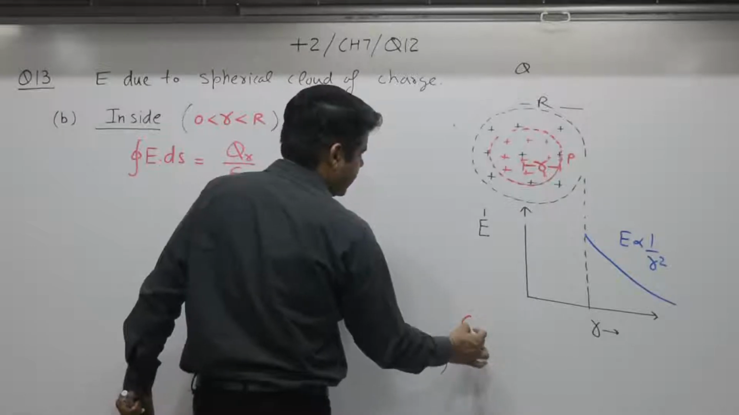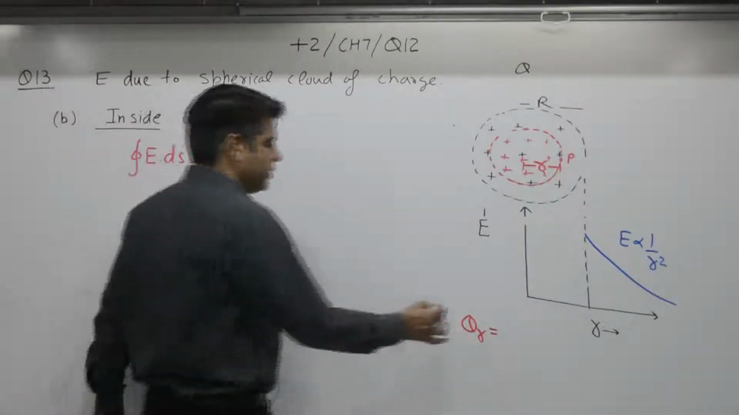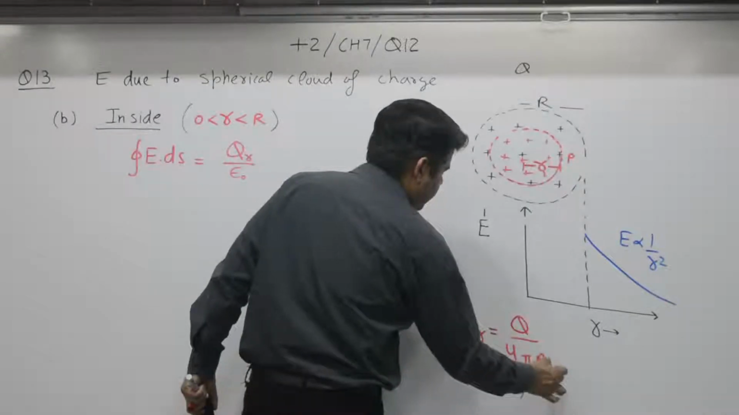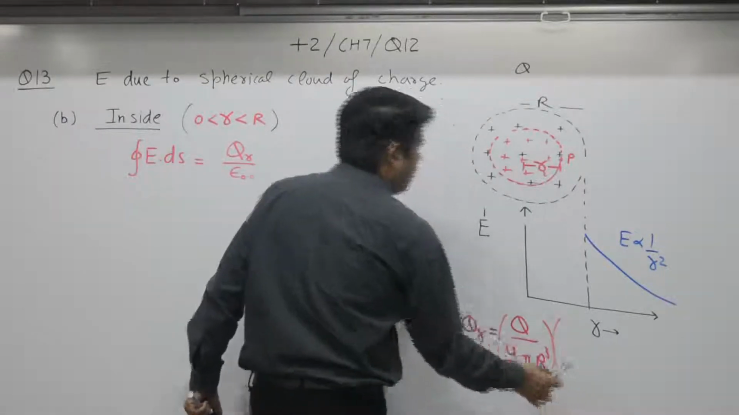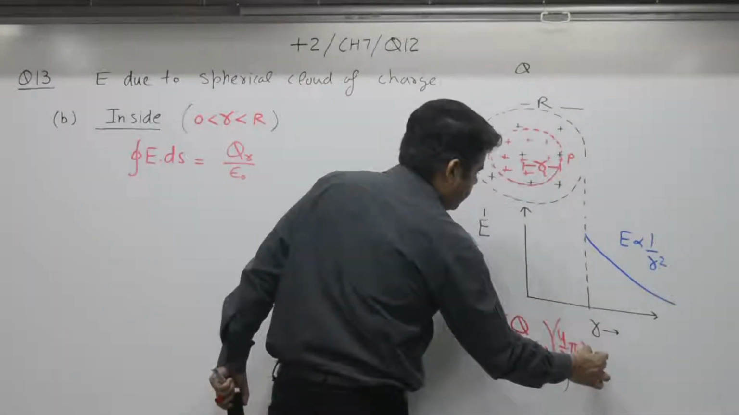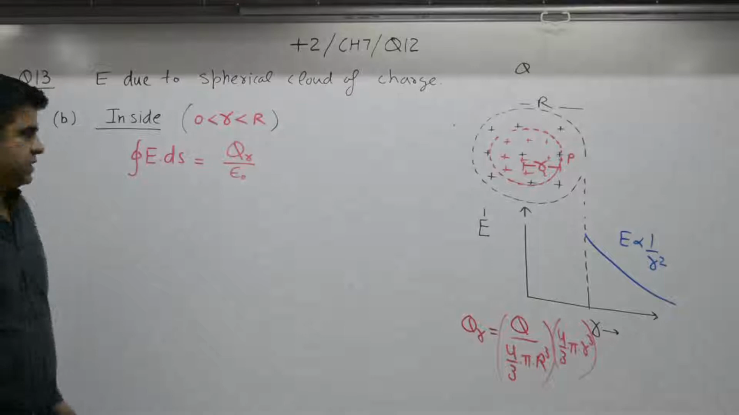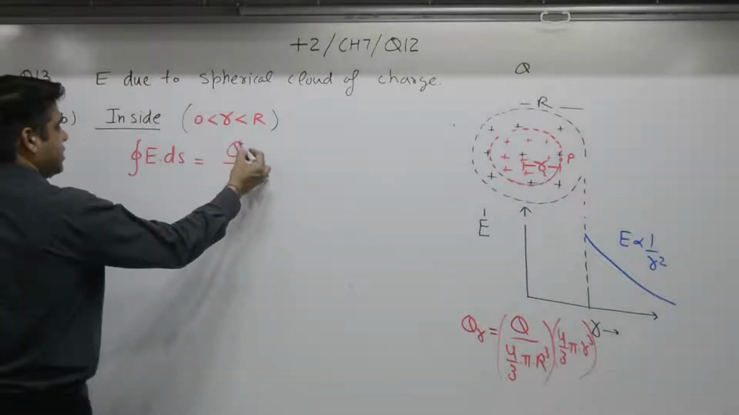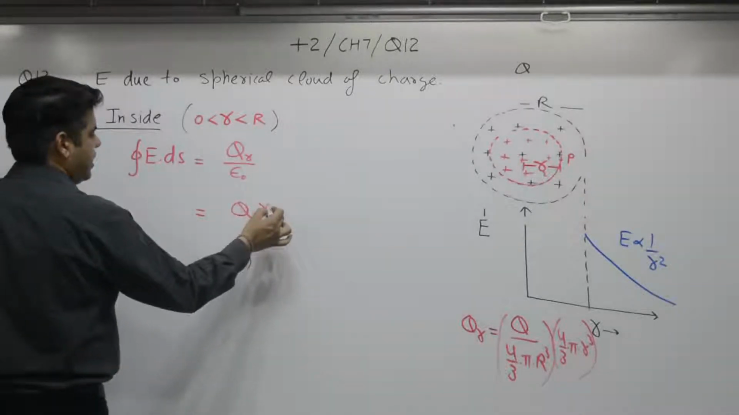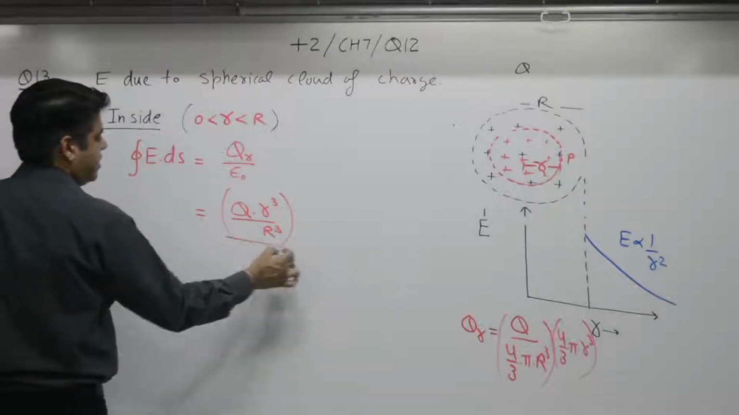QR is equal to, I am writing on the side. Total charge, how much? Capital Q. Total volume 4 by 3 pi R cube, into the volume of this small sphere, which is 4 by 3 pi R cube. This is R cube by capital R cube. 4 by 3 pi is cancelled. So the only challenge here is to find out this value QR. What did you write? Q into R cube over R cube. This is the charge divided by epsilon.